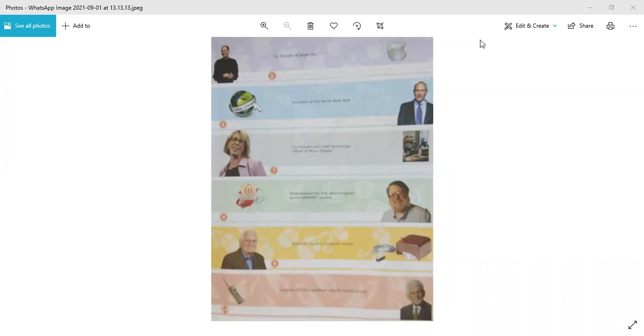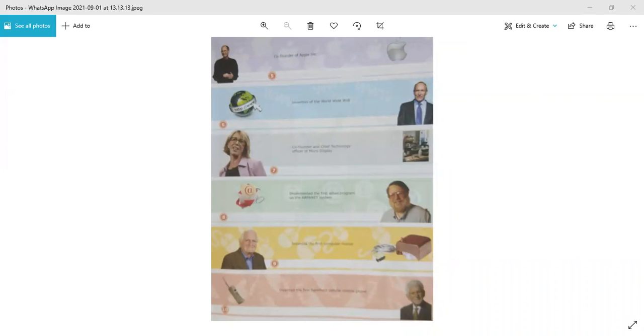Now next, who is the co-founder of Apple? Steve Jobs is a co-founder of Apple. Who invented the WWW, World Wide Web? It was done by Tim Berners-Lee. And who is the co-founder and chief technology officer of Micro Display? You have to learn it. It is Mary Lou Jepsen.